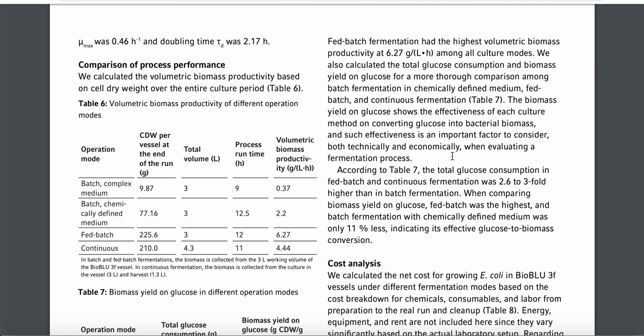Fed batch fermentation had the highest volumetric biomass among all culture modes. We also calculated the total glucose consumption and biomass yield on glucose for a more thorough comparison among batch fermentation in chemically defined medium, fed batch, and continuous fermentation. The biomass yield on glucose shows the effectiveness of each culture method in converting glucose into bacterial biomass, and such effectiveness is an important factor to consider both technically and economically when evaluating a fermentation process.